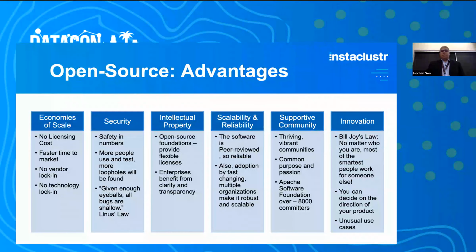Supportive community. This is the heart and soul of open source. For many of these software, there are thriving, vibrant communities behind the software, and they work on it with passion. Apache Software Foundation has around 8,000 committers. And last but not the least is innovation. I would probably say that innovation is the most critical advantage with open source software.